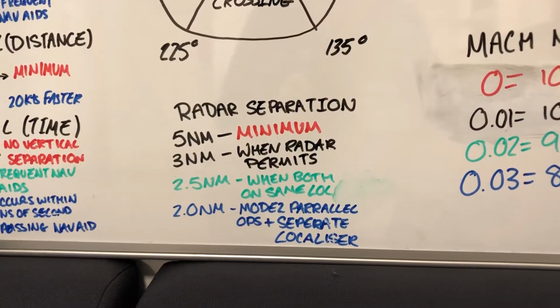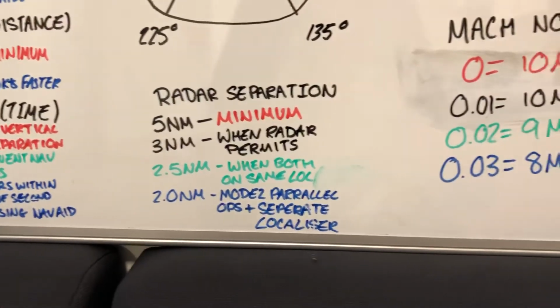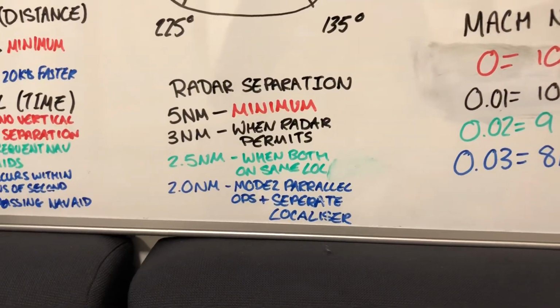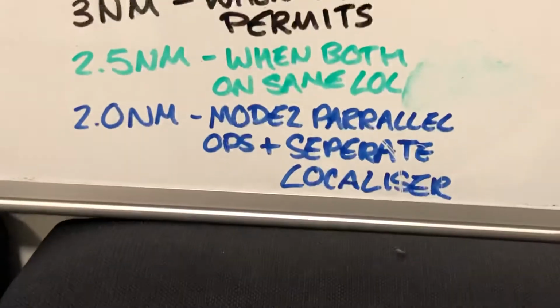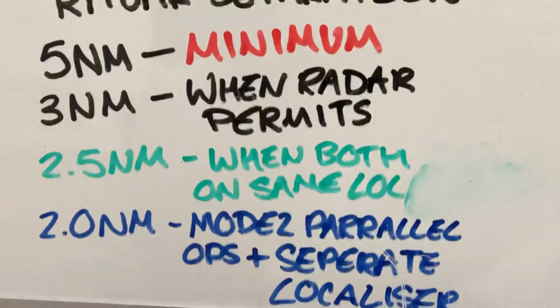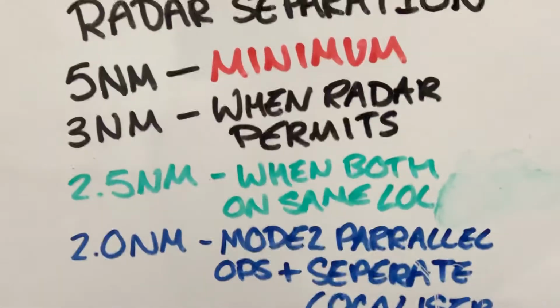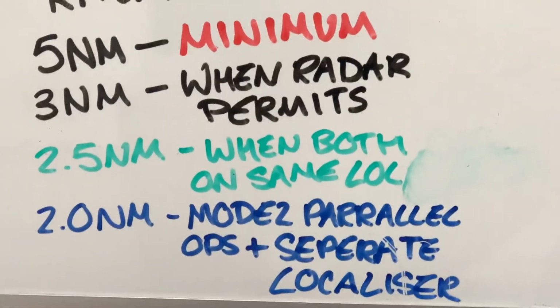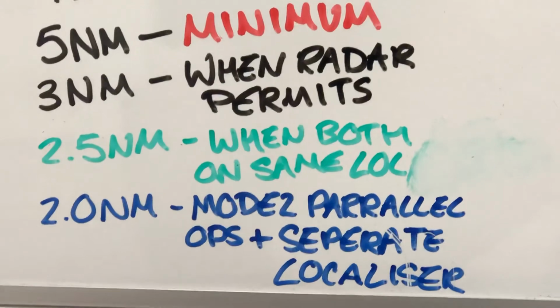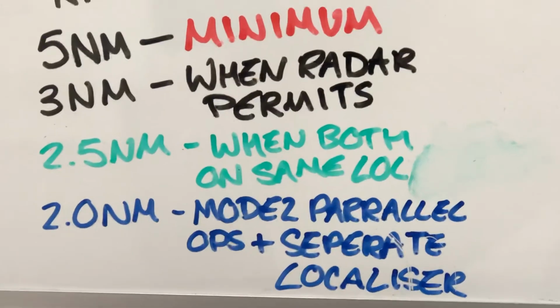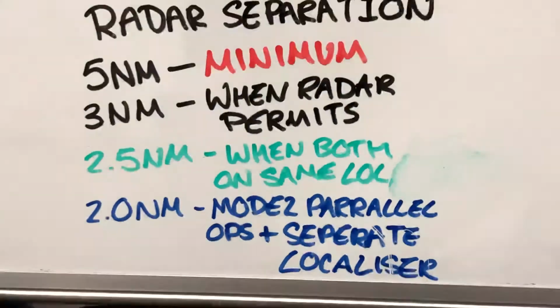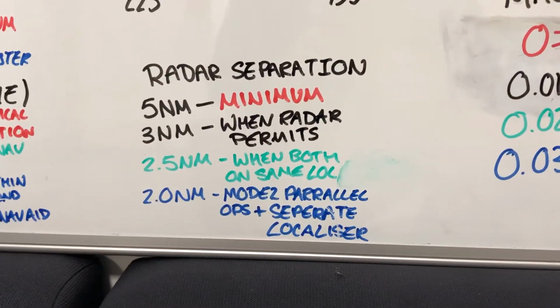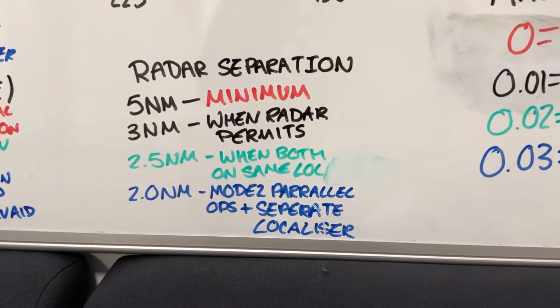Coming down to radar separation, this one always gets me. 5 nautical miles is the minimum. 3 nautical miles when the radar permits. Neither of those two come up too much, but this one here, 2.5 nautical miles when both on the same localizer. If you forget that, you might as well just not sit the exam because that comes up like every single time, for me at least. So, just remember that as a fact. Even if you don't really understand it, it's not too hard to understand.